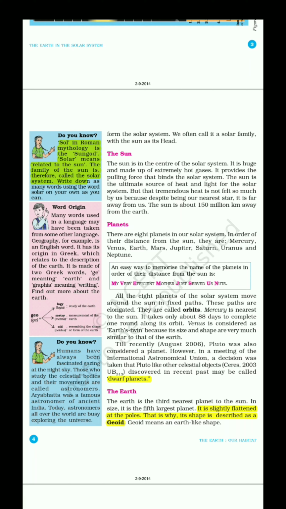Right? And secondly, the word geo, in geology, geography, geoid, geographic information system, geometry. The word geo has come from the Greek god Gaia, right? The Greek goddess Gaia was the goddess of earth. She was the mother earth, right? And the word writing has come from graphia, okay?